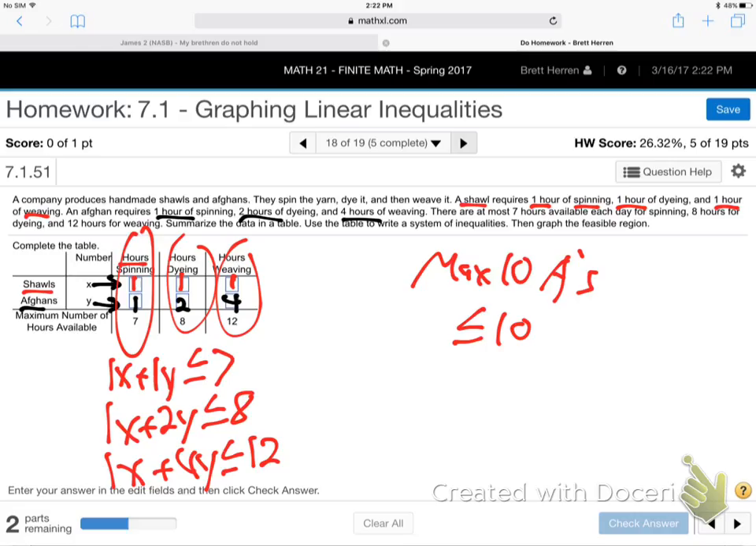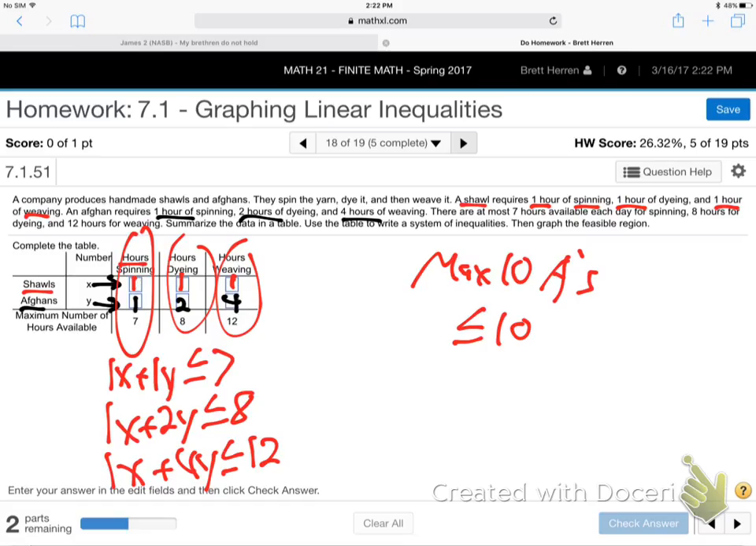The X is the number of shawls and the Y is the number of Afghans. So those are the 3 inequalities they want us to write. And then they'll have you graph them like we practiced. So you know the rest, right? You would just get Y alone for each equation, because when you go to graphing, you have to get Y alone, right? So we get Y alone for each equation, and then you'd have to graph.